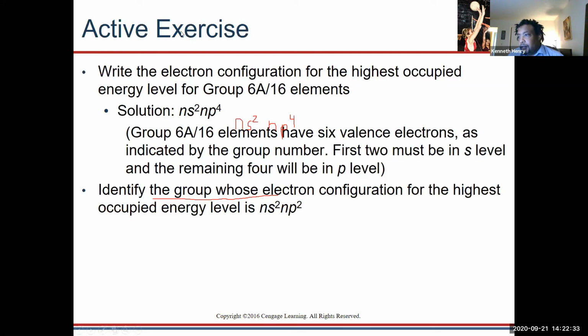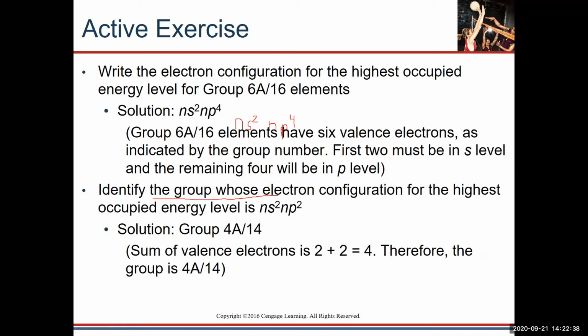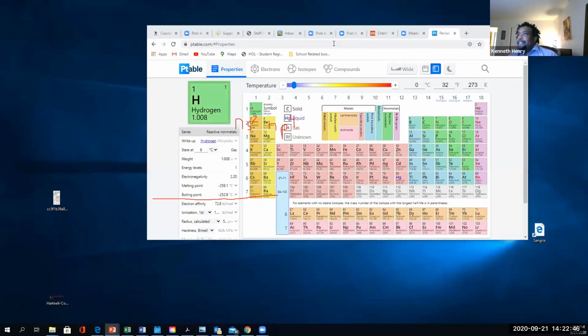Okay, if you guys see that, 2 electrons in the S, 2 in the P. So let me pull up the periodic table. So they basically just asked us which group would it be if we have 2s filled and we have 2p filled? What group would that be? So these are filled and these are filled. So these are your groups, remember. So it would be group 14.